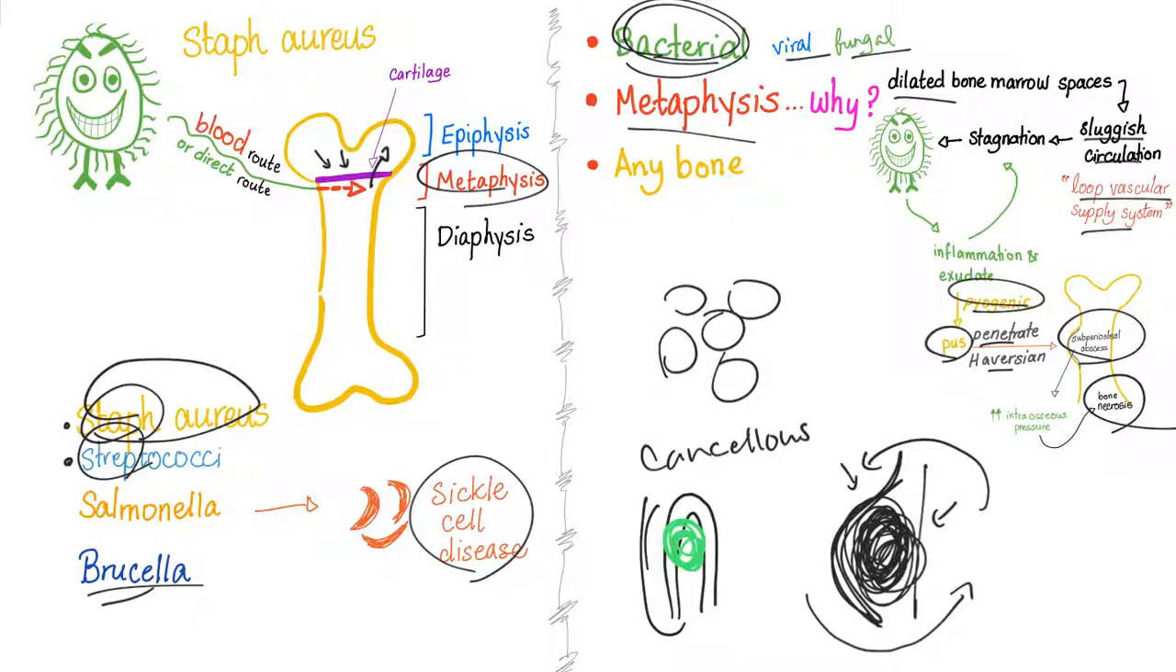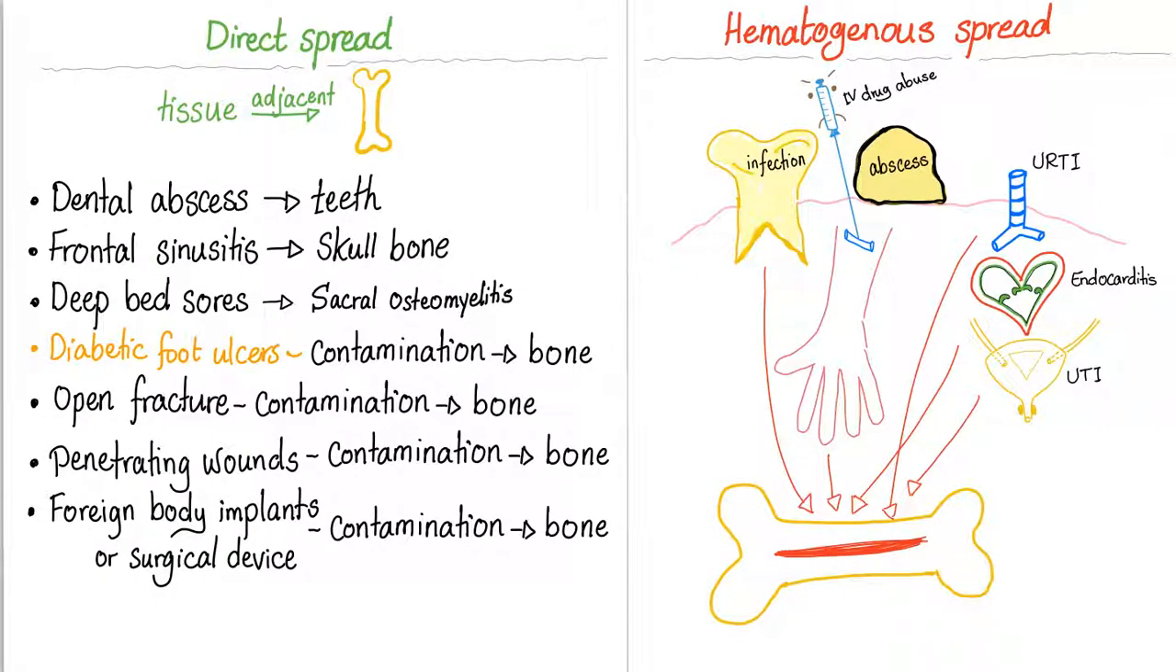And the answer is no, thanks to a very nice Scottish guy called Alexander Fleming. Thank you, sir. How did this ugly infection end up in your bone? We have two routes, direct spread and hematogenous spread.